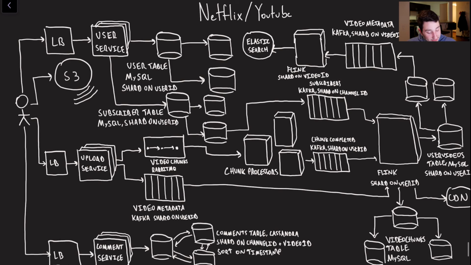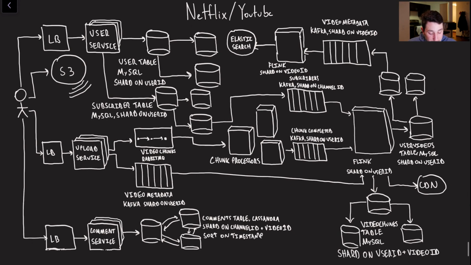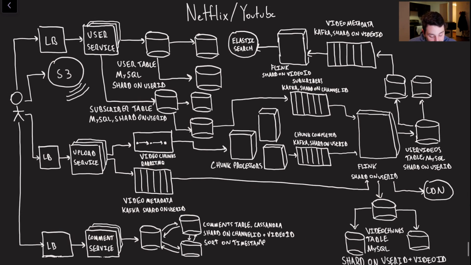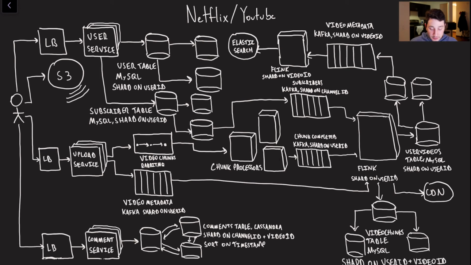And then, of course, finally, we've got this absolute behemoth of a diagram. So let's go ahead and talk about it. The first thing that I'm going to start with is going to be the top left. So if we're looking over here, we've got our load balancer, which goes to our horizontally scaled user service. The user service is going to be responsible for both the users table as well as the subscriber table.